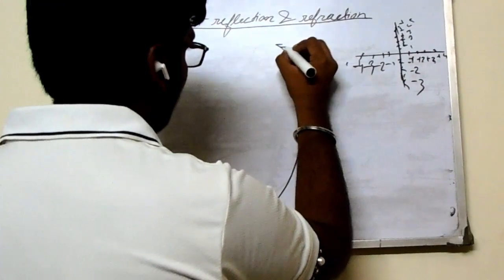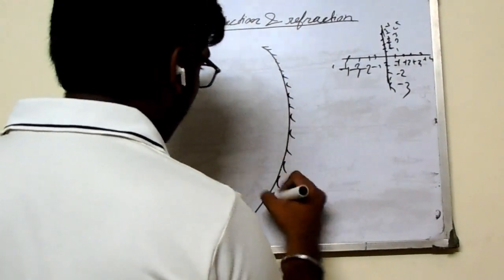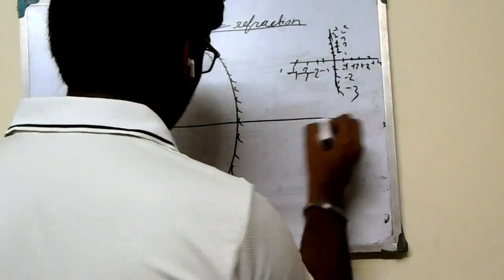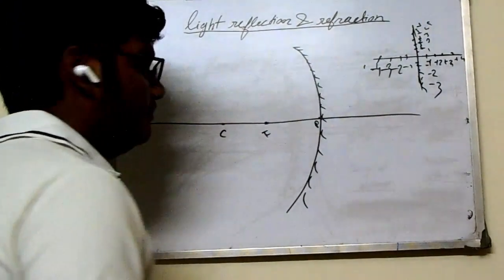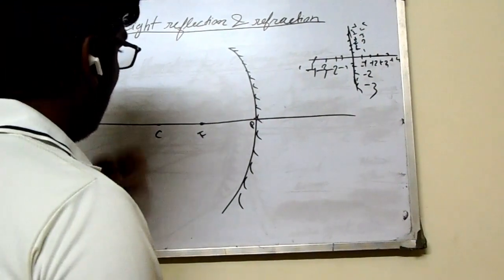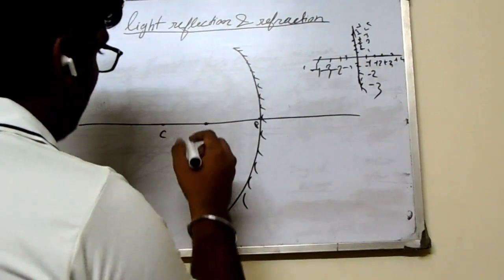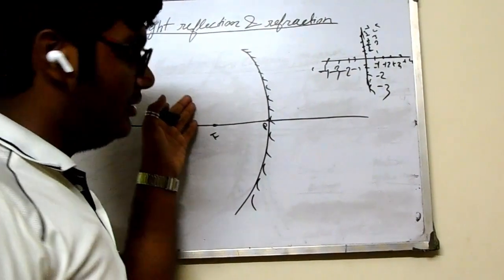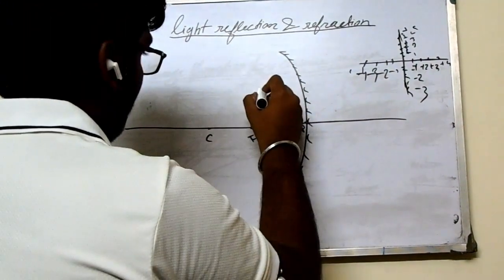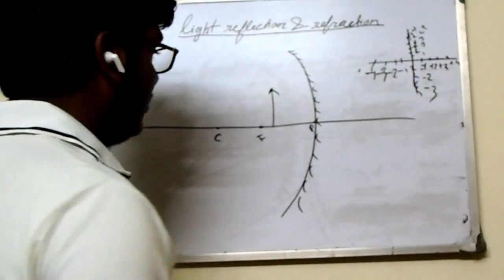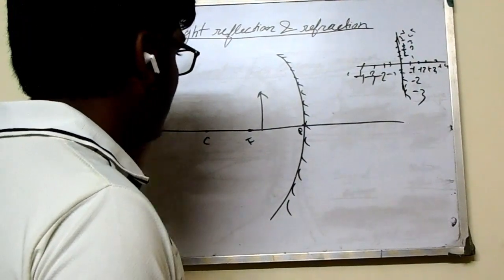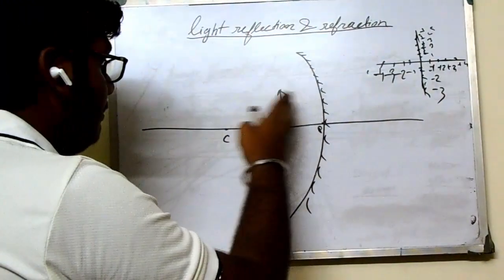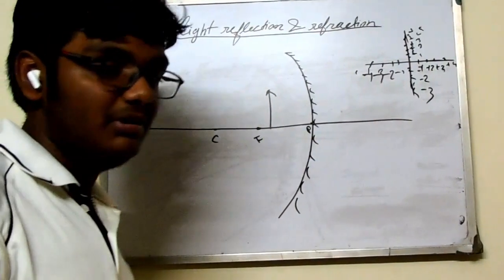Concave mirror, sign convention, P, F, C. Let the image be formed on this side of the mirror. It could be anywhere between P and F, between F and C, or beyond C. The image should be present beyond this, on the left hand side of the mirror.